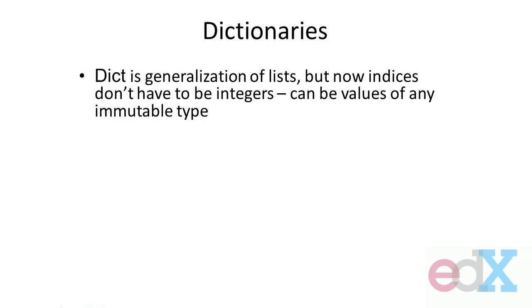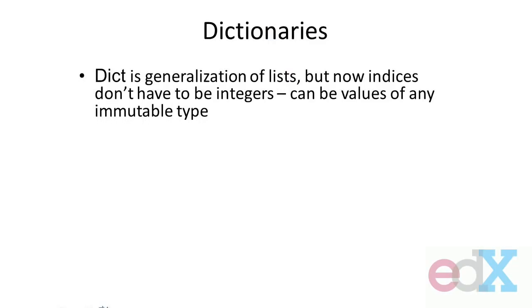So a dictionary is a generalization of a list, but now the indices, the ways to get to elements of the dictionary, don't have to be integers. And if you think about it, a list is a linear sequence of things, and it's indexed starting at 0, 1, 2, 3, all the way up to the end. Now with dictionaries, the ways to get to elements of the dictionary can be any value that's immutable.